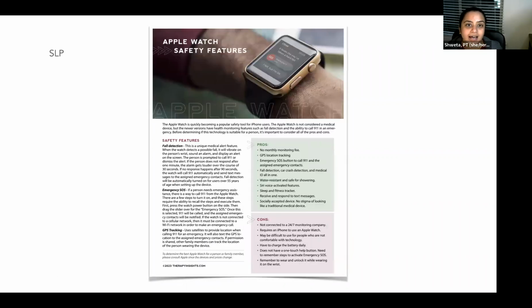We also had another cool resource from our medical SLP team on the safety features of an Apple Watch. It has a nice pros and cons table, and it talks all about fall detection, emergency services, and GPS tracking as far as Apple Watch is concerned. And I think that a lot of our patients who are really getting into technology would find this very helpful. So do check that out if that's something that you would love to share with your patients.